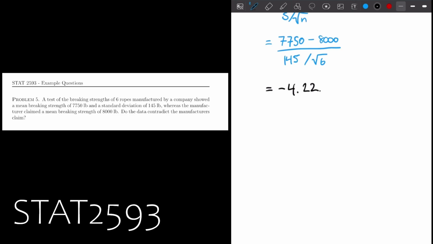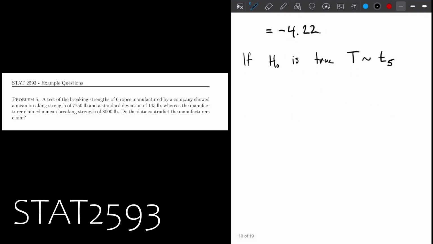But the important thing to remember is that in this case, if the null hypothesis is true, so if H naught is true, then what we're going to have is T following not the standard normal distribution, but instead a T distribution with n minus 1 degrees of freedom. So that's going to be with 5 degrees of freedom, right? And so it's important for us to, again, plot out what's the scenario that we're in right here, right?